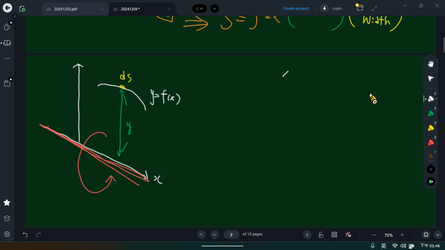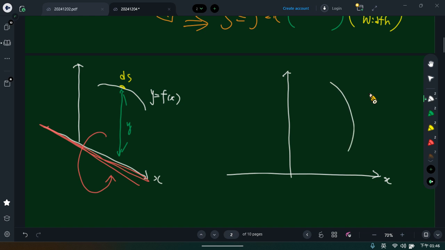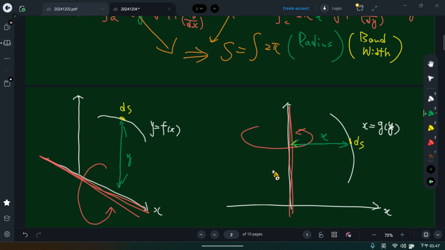Similarly, if the curve is something like this, x equals blah blah blah, that means g of y, and the revolution is about the y-axis here, you also use ds as the bandwidth. Then we also use x as its radius. Then we can get the whole surface.